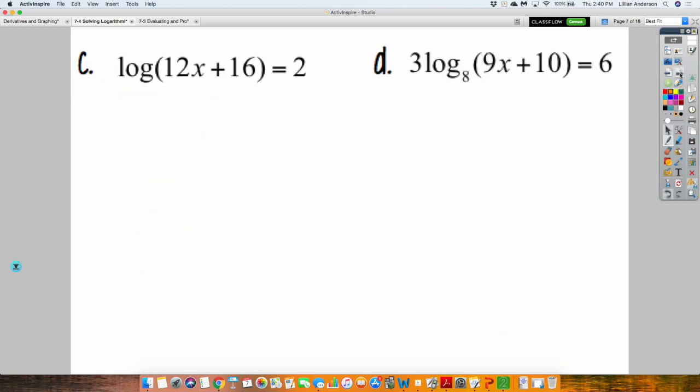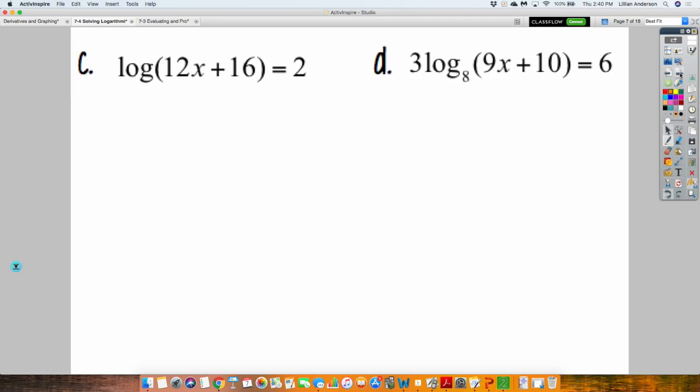Let's look at these, C and D. This is one of those situations where you have a log on one side, and it equals another number. So if we look at those directions where it says log on one side, you want to isolate the log and/or apply properties to condense or expand.